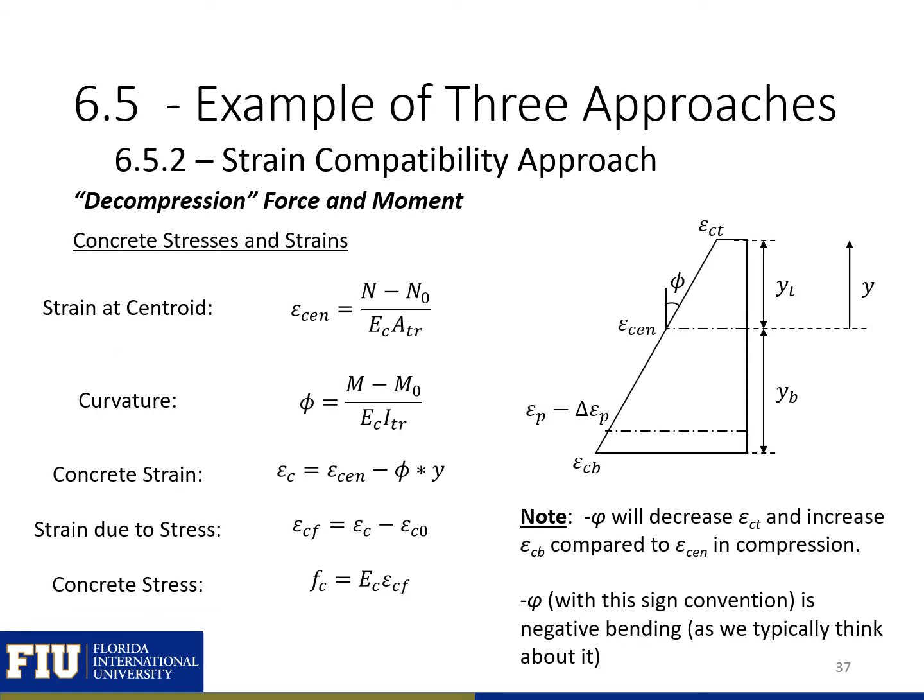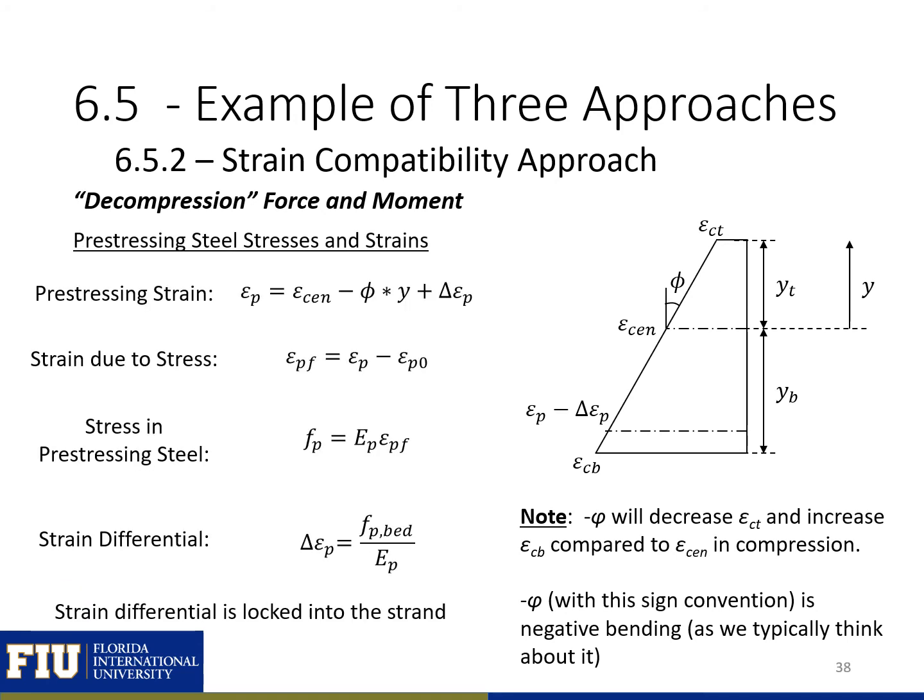We can use the same equations that we did earlier in class to find the strain at the centroid and curvature, and then we can use that strain at the centroid and curvature to find the strain at any level of our section, and then that strain to find our stress in the concrete. So I'm going to go through it quick again because we went over this already earlier in class. We can also use the same equations that we went over earlier in the presentation to find the strain in the pre-stressing and stress in the pre-stressing, making sure that we include the strain differential in our equation here for pre-stressing strain.